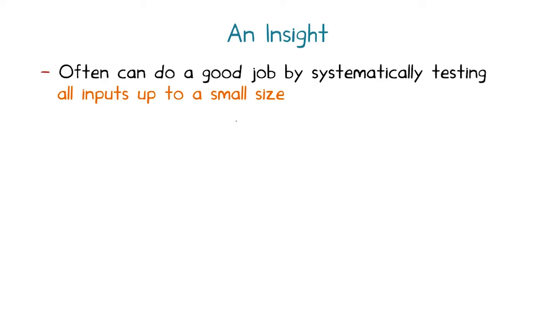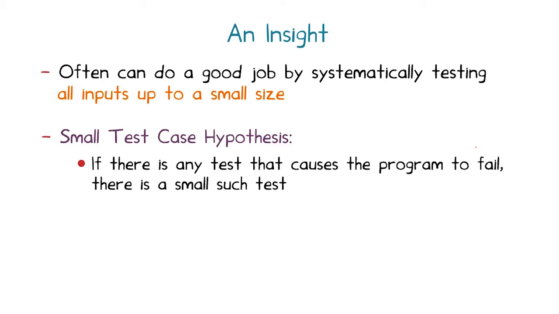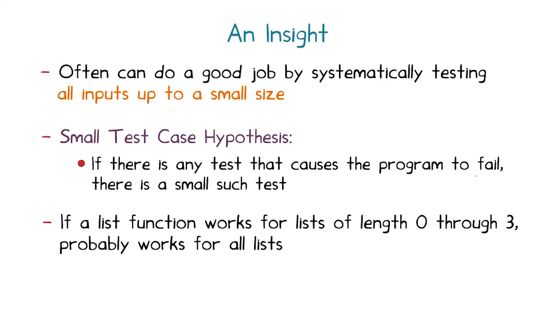In practice, we often do a good job of catching bugs by testing all inputs up to some small size. This can be expressed in what is called the small test case hypothesis. If there is any test that causes the program to fail, then there is a small such test. For example, if a list function works on lists of length 0, 1, 2, and 3, then it's likely to work on lists of all sizes.